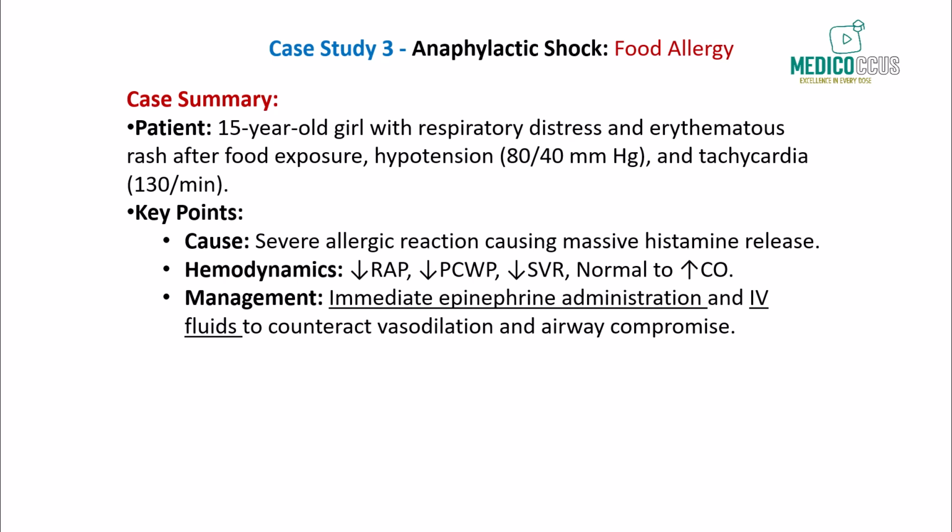Anaphylactic shock is another type of distributive shock, but it is triggered by an IgE-mediated hypersensitivity reaction that causes the release of histamine and other inflammatory mediators from mast cells and basophils. These mediators lead to widespread vasodilation, increased vascular permeability, and bronchoconstriction. Hemodynamically, this results in decreased systemic vascular resistance, reduced right atrial pressure, and lowered pulmonary capillary wedge pressure. Despite the reduced preload, cardiac output may be maintained or even increased due to a compensatory increase in heart rate. Immediate administration of intramuscular epinephrine is the cornerstone of treatment as it counteracts the vasodilation, reduces airway edema, and increases blood pressure. Additionally, fluid resuscitation is essential to restore intravascular volume.